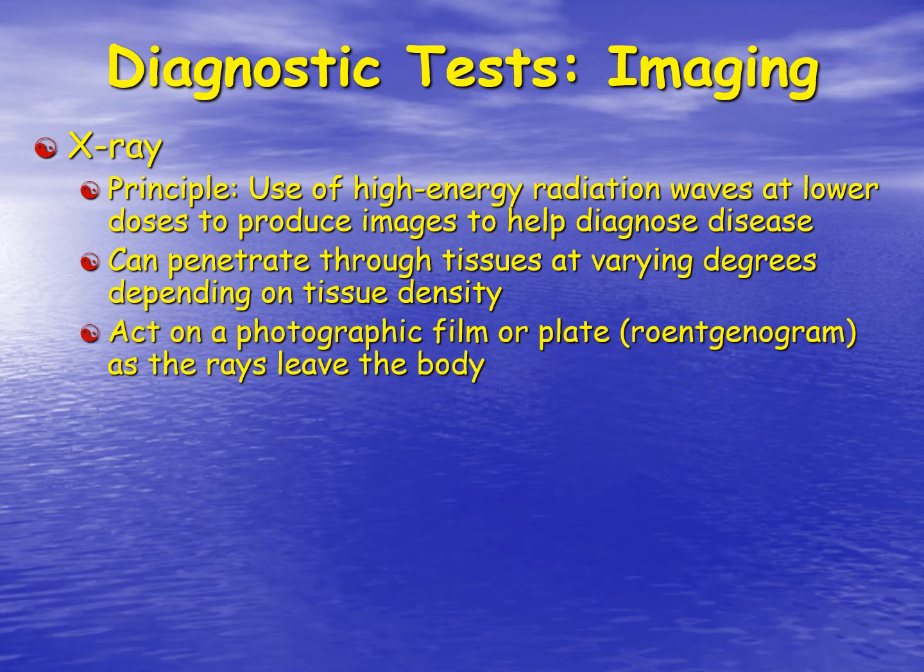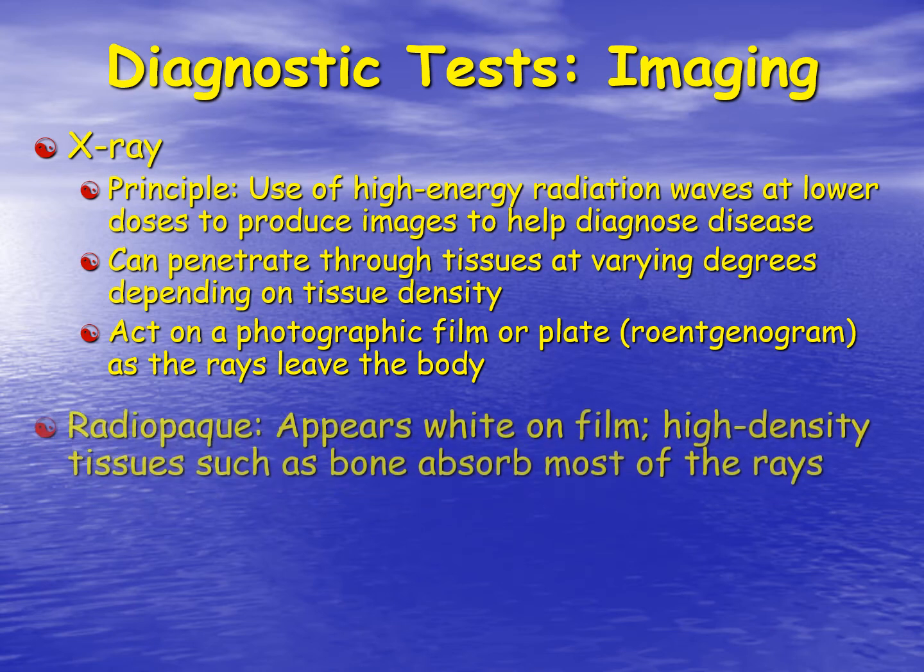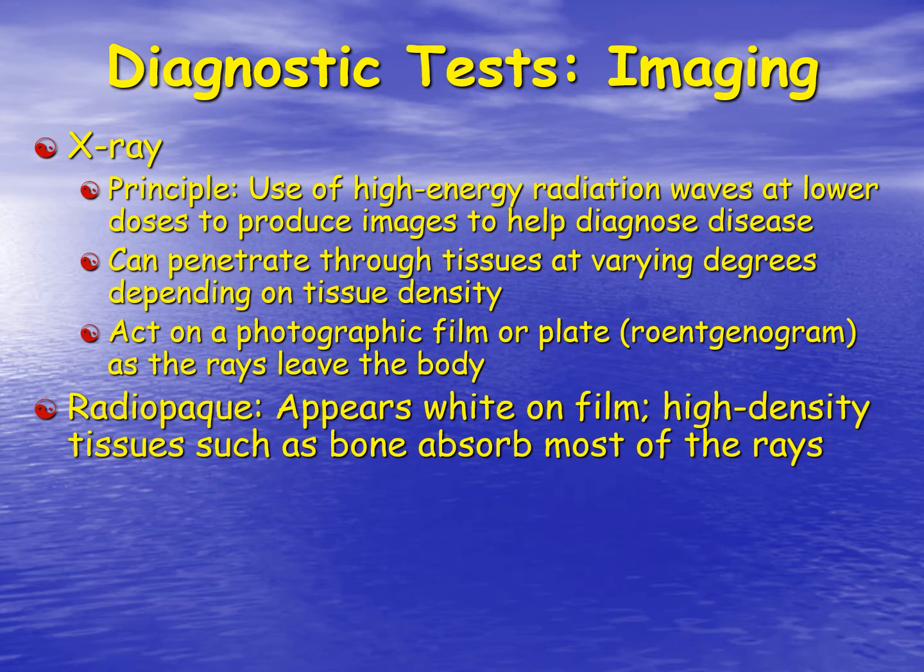We use a photographic film or plate, and this will be captured as the X-rays penetrate through and leave the body. Anything that's radiopaque will appear white on the film. These are the high density tissues such as bone, which is the densest tissue of the body, and they absorb most of the X-rays, and therefore they do not pass through the body and onto the film.